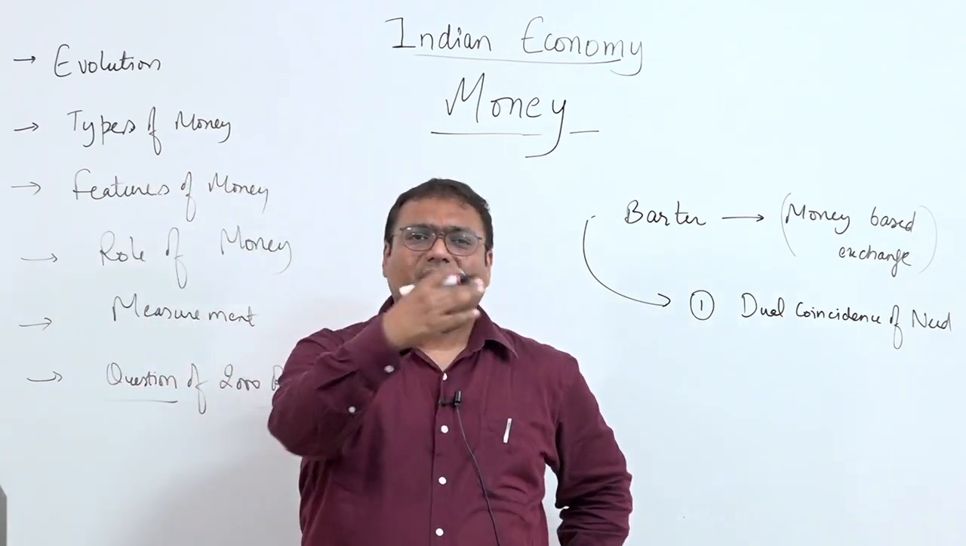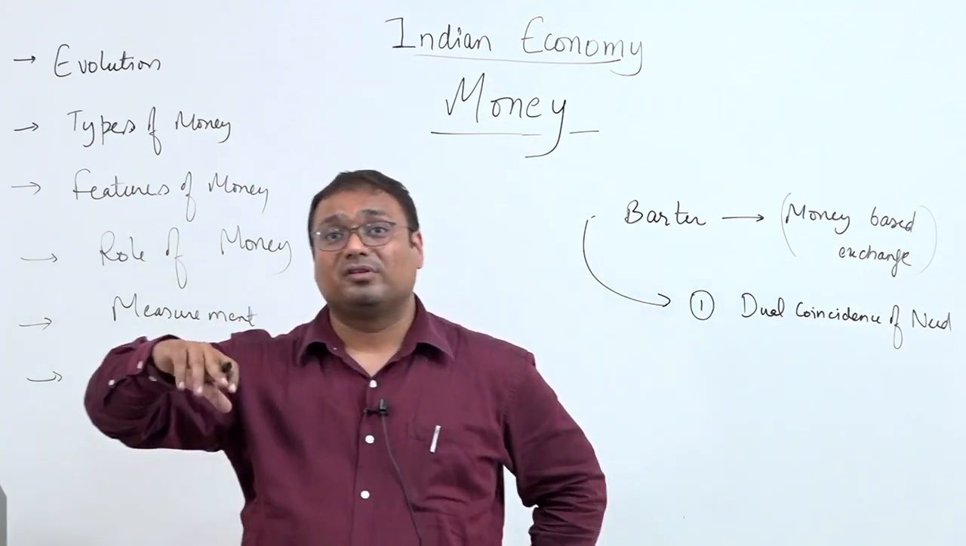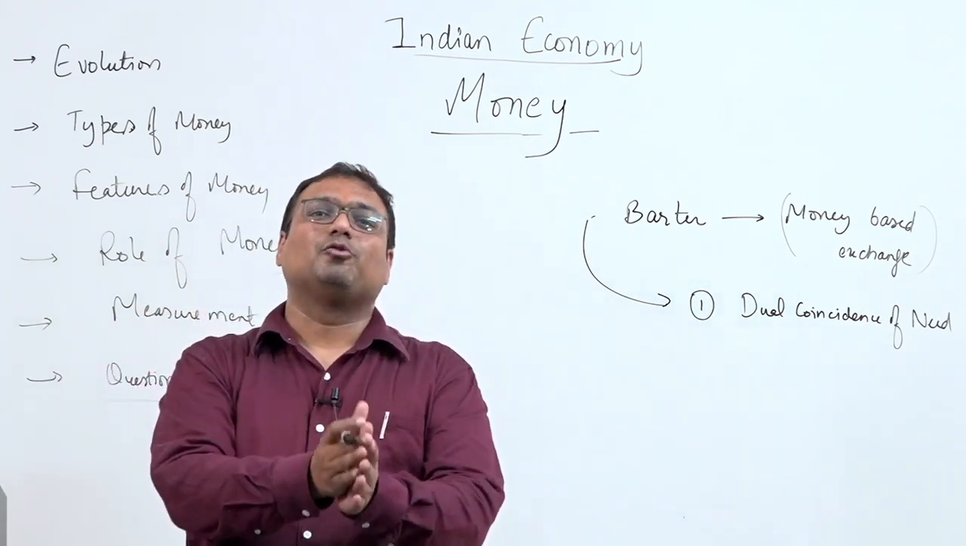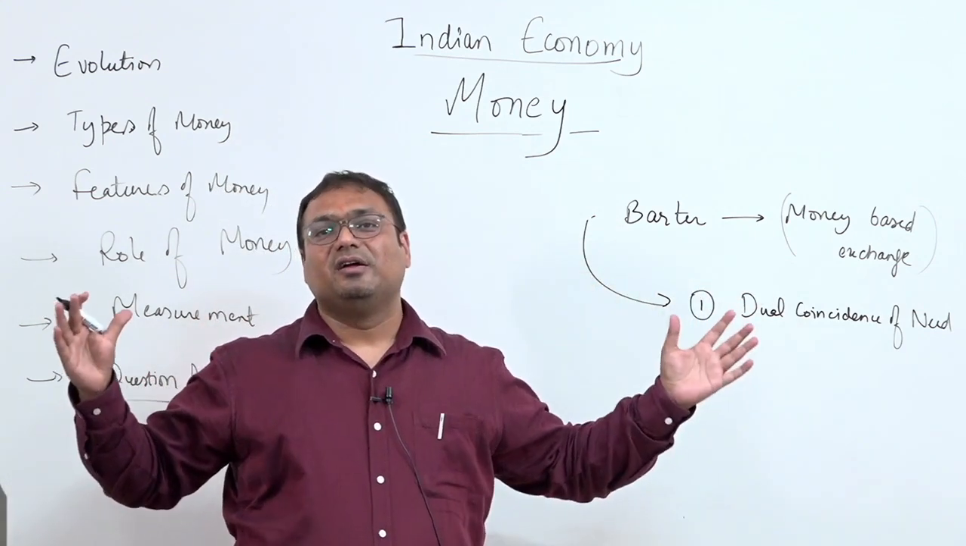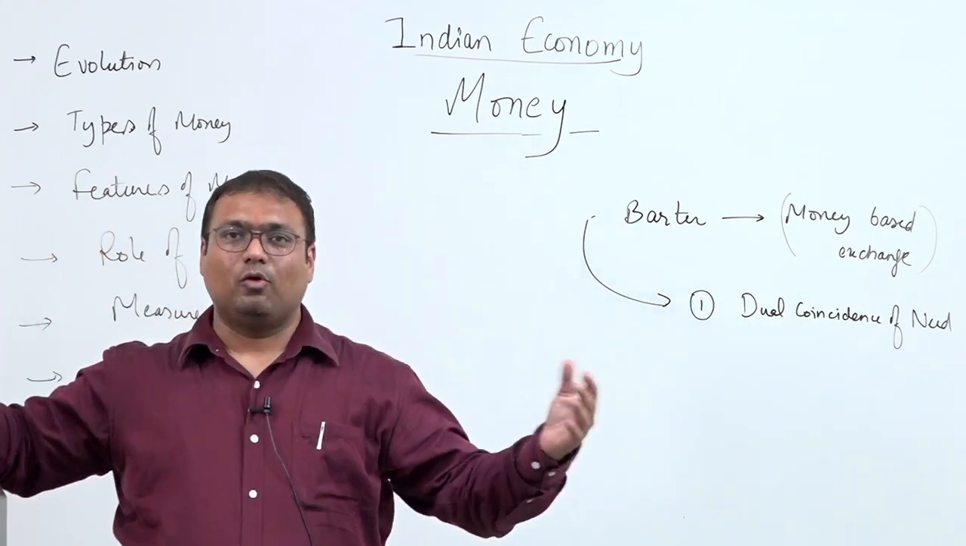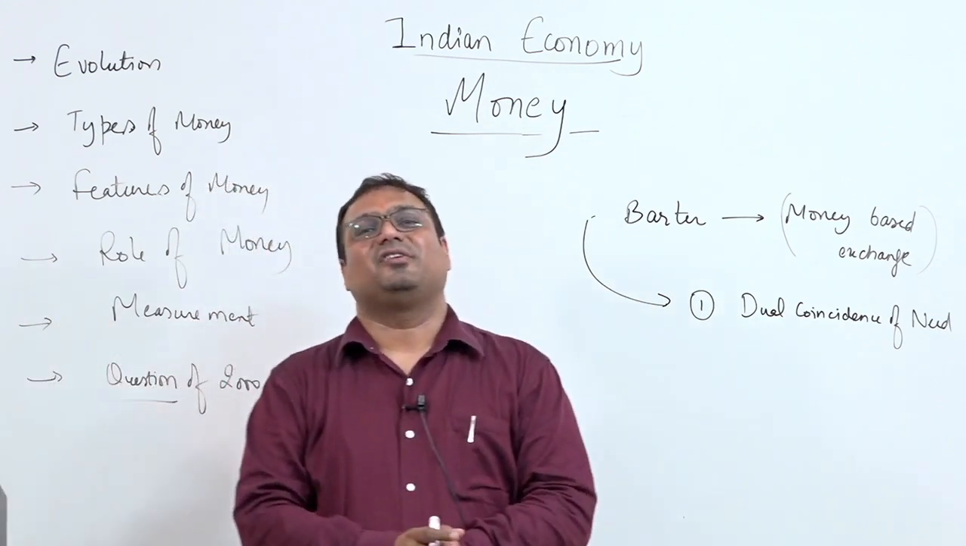So now I will prefer those students who will bring those products. What it has done is reduced the scope of trade. With money, the scope of trade is wide. That is why trade increased manifold, and that enabled civilization.